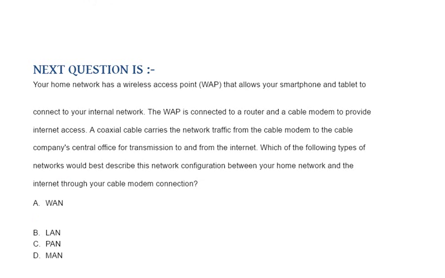Next question is, your home network has a wireless access point, WAP, that allows your smartphone and tablet to connect to your internal network. The WAP is connected to a router and a cable modem to provide internet access. A coaxial cable carries the network traffic from the cable modem to the cable company's central office for transmission to and from the internet. Which of the following types of network would best describe this network configuration between your home network and the internet through your cable modem connection?